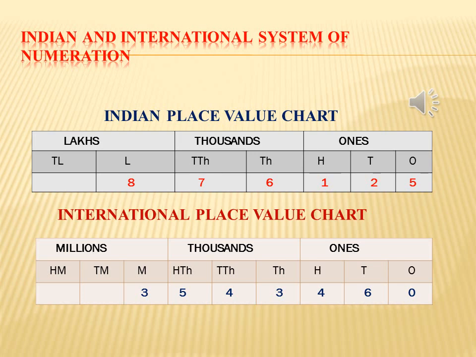Now looking at international place value chart, the number written here is 3543460. Now how we will read this number? 3 is written in millions place, so we will read it as 3 millions. 543,460. So the number written in the international place value chart is read as 3,543,460.